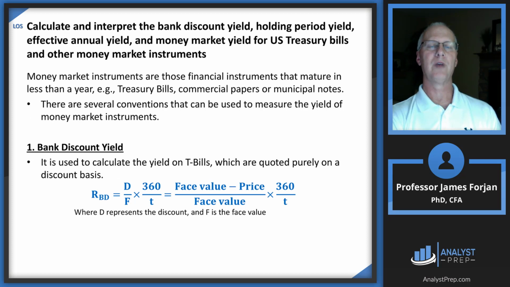All right, next LOS asks us to calculate and interpret a whole bunch of different returns: bank discount yield, holding period yield, effective annual yield, money market yield for treasury bills, and other money market securities.